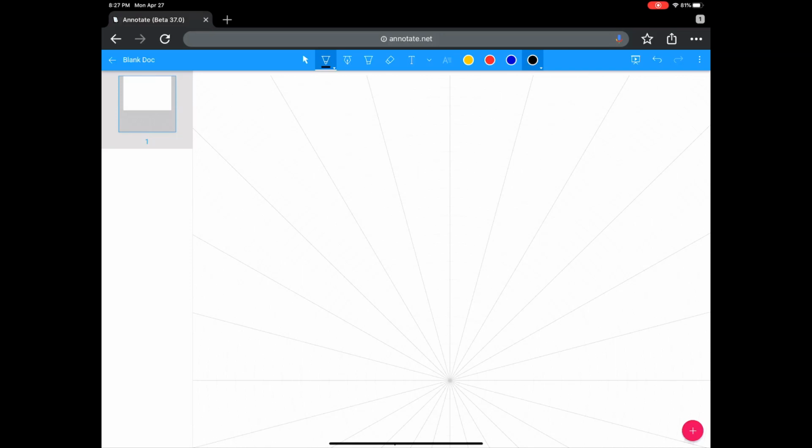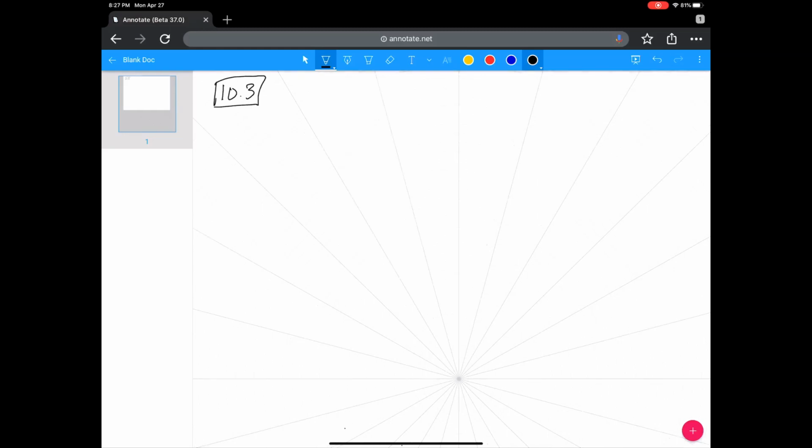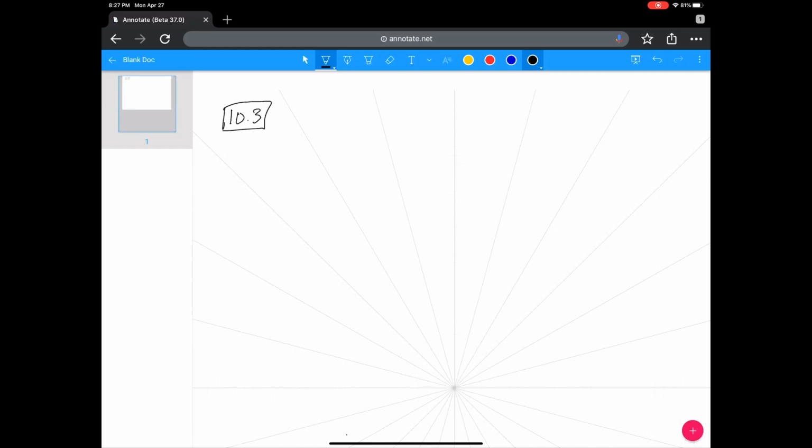Hello, students. So now we want to take a look at 10.3. And in 10.2, we did a big introduction to polar coordinates. And in 10.3, we're going to continue with that, but we're going to do calculus in polar coordinates.